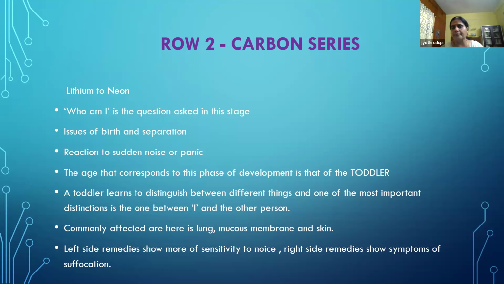This is one more learning you will have. There is something called sphere of action in all the remedies. Once you know which row, which column has more affinity towards which organ, it becomes very easy to practice and prescribe. Even this will be covered in the series. Left side remedies show more sensitivity to noise. Right side remedies show symptoms of suffocation.